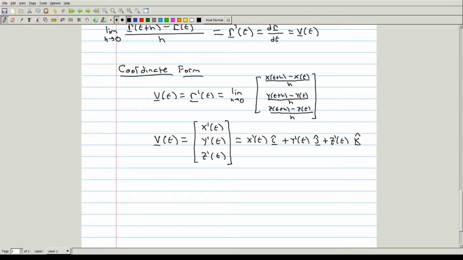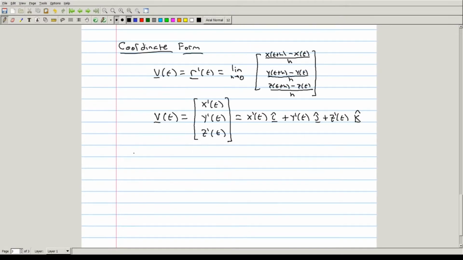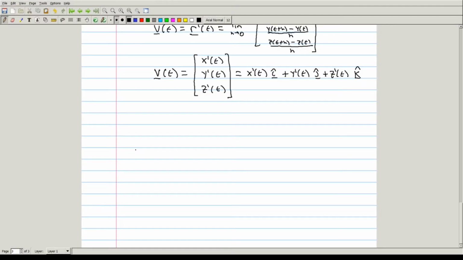And it shows exactly that this velocity vector is in fact the velocity vector of the curve, and it's generalizing for us the idea of the derivative of a single variable function, but now to the derivative of a vector valued function of a scalar variable, which is very cool.